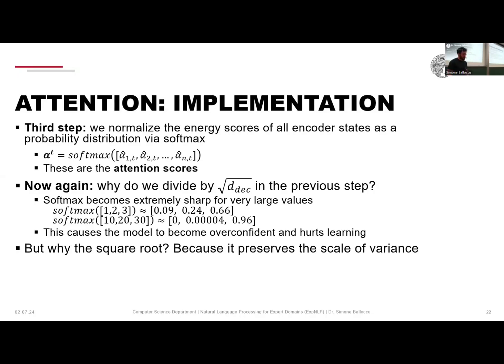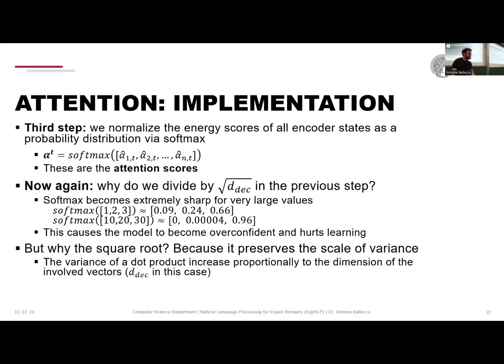Now, why the square root? Because it preserves the scale of variance. The variance of a dot product increases proportionally to the dimensionality of the vectors involved, which in our case is d_dec or d_enc because they are the same thing. And what is the standard deviation? The square root of the variance. So that's why you use the square root of the decoder dimensionality.